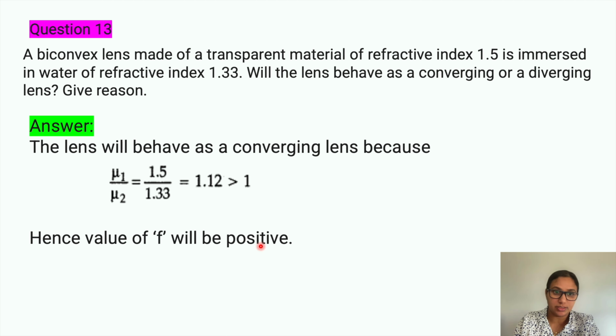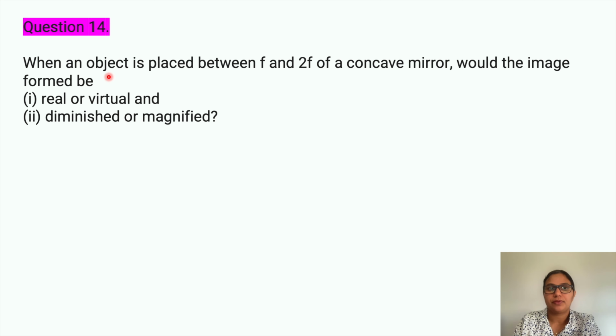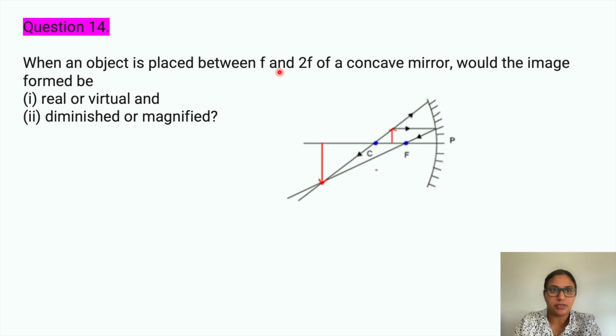Since the focal length is positive, the lens will act as a converging lens. Next question. When an object is placed between f and 2f of a concave mirror, would the image formed be real or virtual? And second case, diminished or magnified.